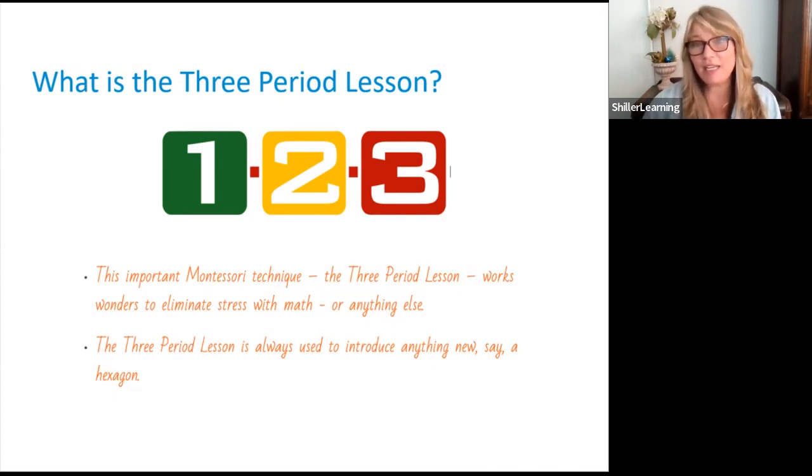So eliminating stress is really important. We're going to take a little bit more of a look at that. And the 3-period lesson is, as I mentioned, a simple but effective gap preventer that we can use for introducing anything new, whether it's a simple geometric shape like a hexagon or a more advanced pre-algebra concept.